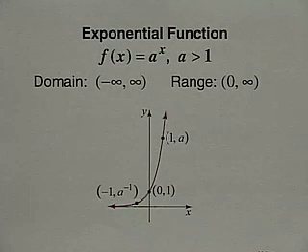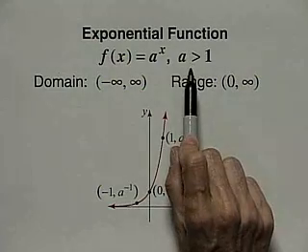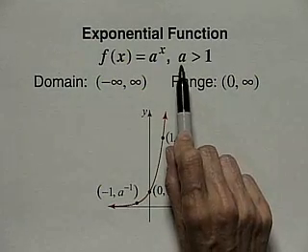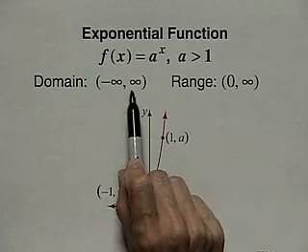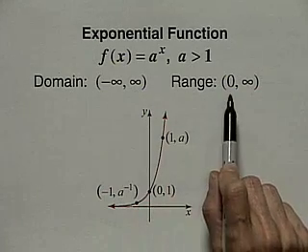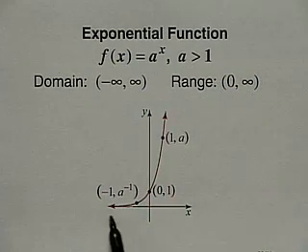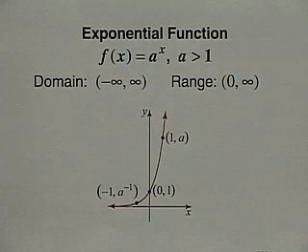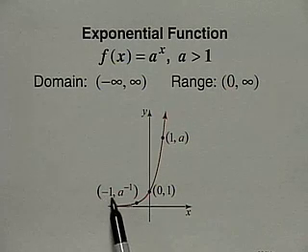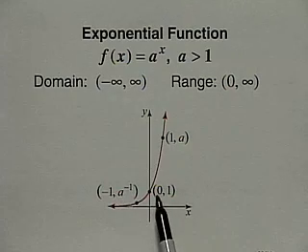An exponential function of the form f of x equals a to the x, where a is bigger than 1, like the one we just drew, where a was 2, has domain negative infinity to infinity, range 0 to infinity, and a graph that looks like the one we graphed a minute ago. Notice that this graph contains the points (-1, a to the -1), (0, 1), and (1, a).